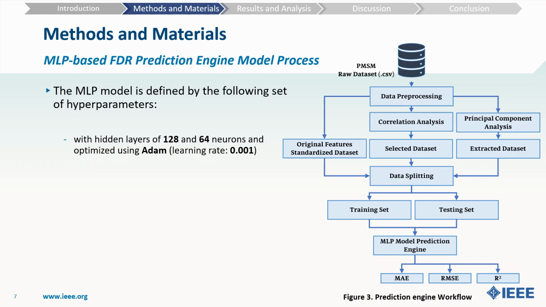Two FDR methods, which are correlation analysis and PCA, which is principal component analysis, are applied to optimize feature selection. Correlation analysis eliminates highly correlated features with a threshold of 0.9, while PCA extracts K components capturing maximum variance, producing reduced and transformed datasets. Each dataset configuration, original, then correlation analysis reduced, and principal component analysis transformed, is split into training and testing sets for MLP modeling.